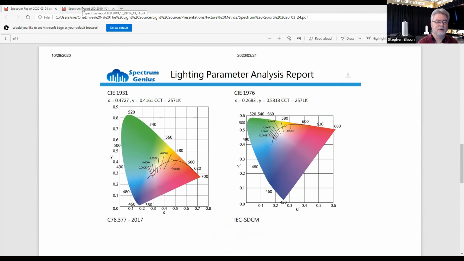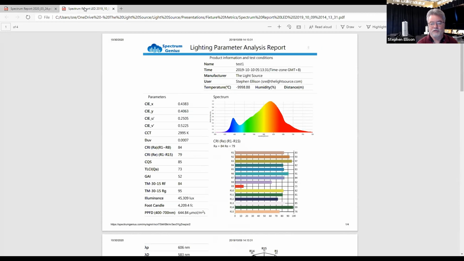Now let's take a look at another report, because this one's a little different. Notice now, it says test 1. I don't have a picture of the fixture, but notice you got a bigger spike in the blue. You've got a lot more blue. So now this is where I was talking about. I get more blue out of these LEDs, and this is a white light fixture, but I'm getting a lot more blue. I'm losing a lot of red. So the curve is a lot different.